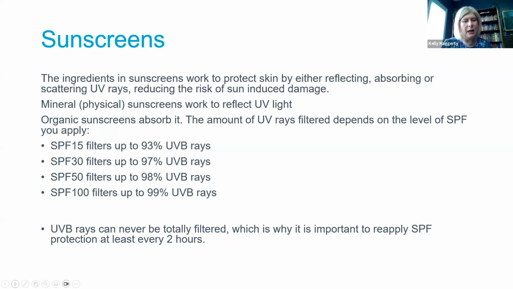As you can see from this slide, SPF 15 will filter up to 93% of UVB rays. SPF 30 filters 97% of UVB rays. SPF 50 will give you 98%, and SPF 100 filters up to 99% of UVB rays. So essentially, we want people using an SPF of at least 30 applied every 2 hours, because above 30, there's a fairly small incremental change in the protection that it actually offers.